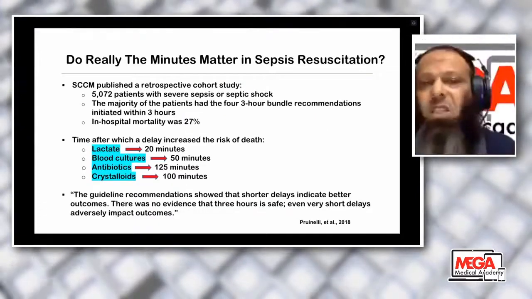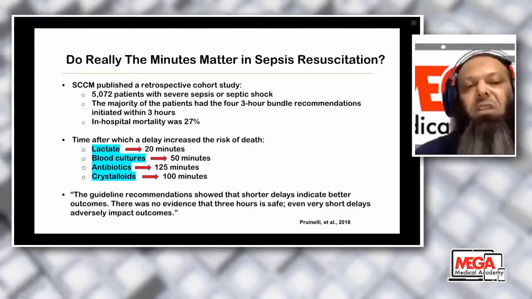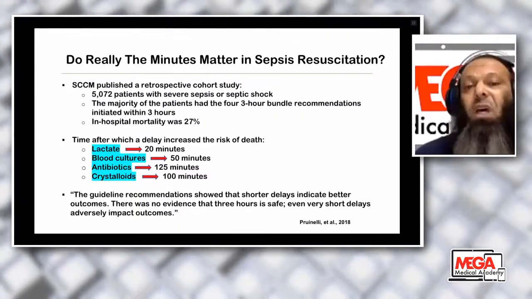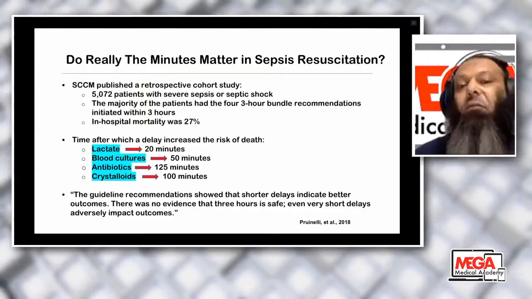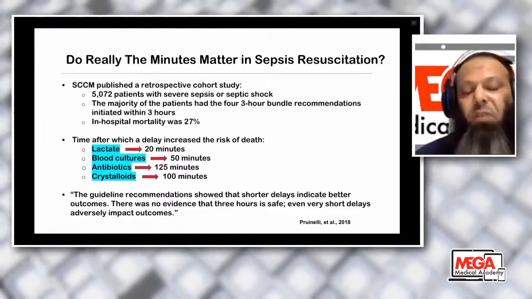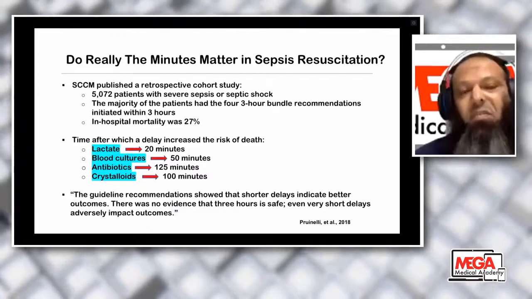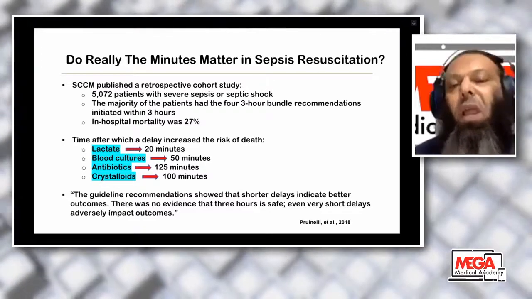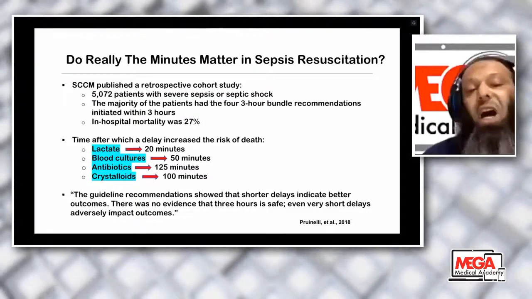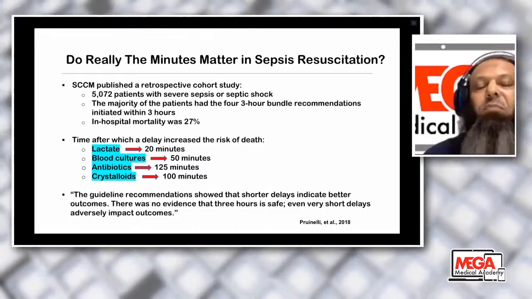Do minutes really matter in sepsis resuscitation? Is it really important? To answer this question, the Society of Critical Care Medicine published a retrospective cohort study of about 5,000 patients with severe sepsis and septic shock. The majority of patients had the 3 hour bundle recommendation, the previous version, initiated within 3 hours before 2016. In-hospital mortality was 27% among those who were compliant with the 3 hour bundle recommendation. But they analyzed the time frame within the 3 hour bundle and its components, which we call sepsis core measures.